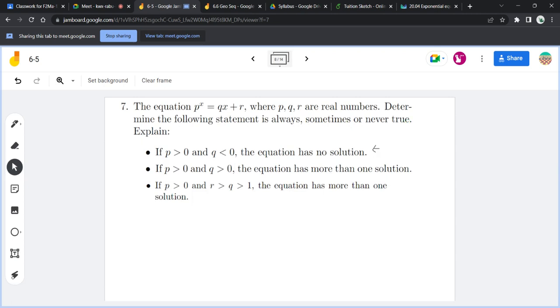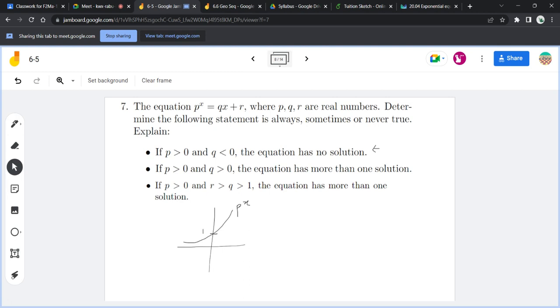In this case, I can explain the first one first. Let's say we draw the graph of p to the power x. Because p is larger than 0, we know that this curve is in this form, where the y-intercept is 1.